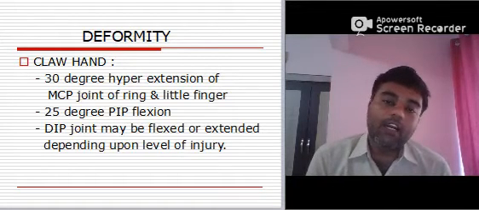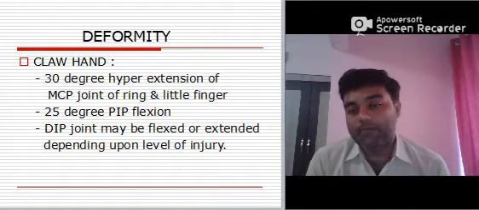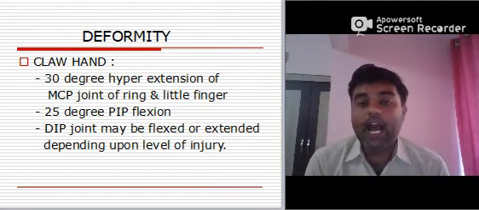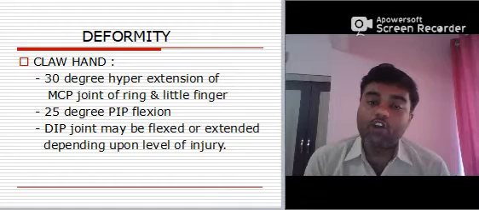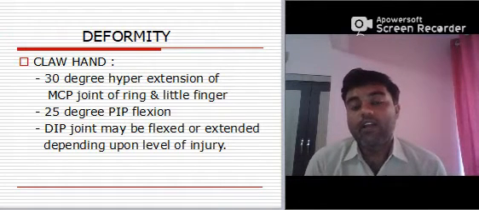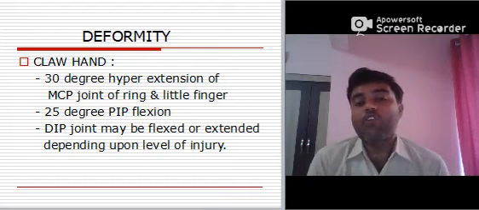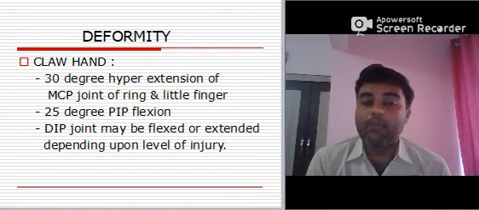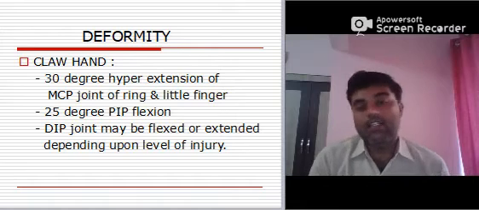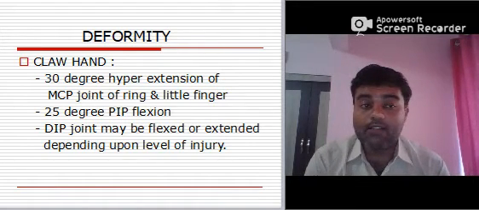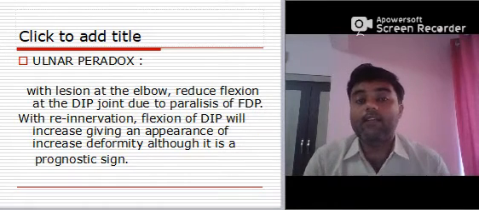Then deformity occurs. Deformity means a permanent problem. Claw hand: 30-degree hyperextension of the MCP joint of the ring and little finger, 25 degrees of PIP flexion, and the DIP joint may be flexed or extended depending upon the level of injury. So these are all the deformities typically present in ulnar nerve palsy.